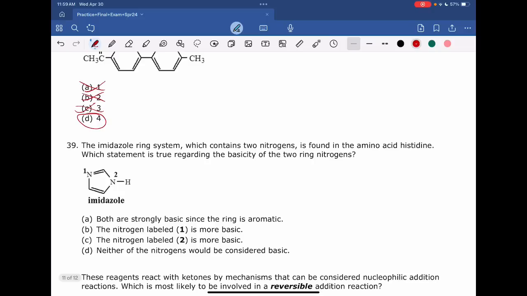The imidazole ring system, which contains 2 nitrogens, is found in the amino acid histidine. Which statement is true regarding the basicity of the 2 ring nitrogens? Okay.